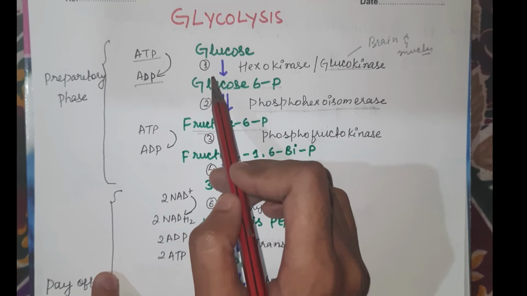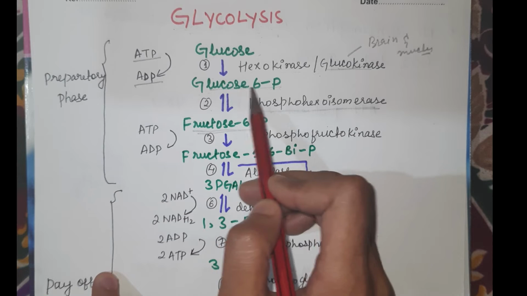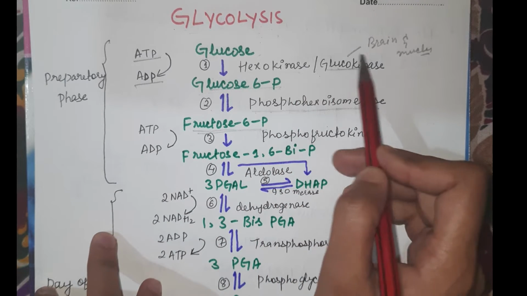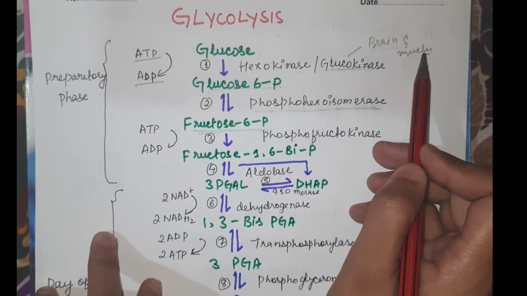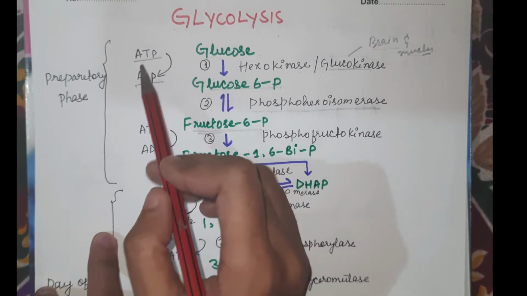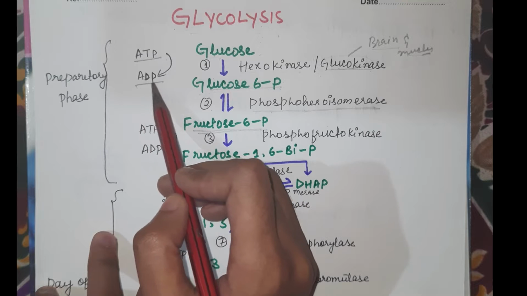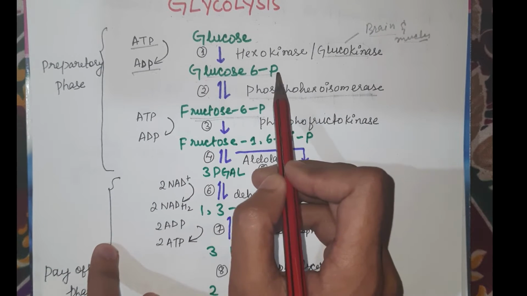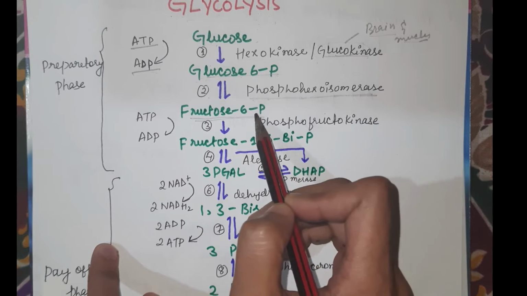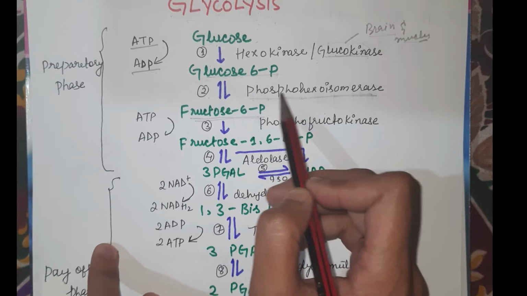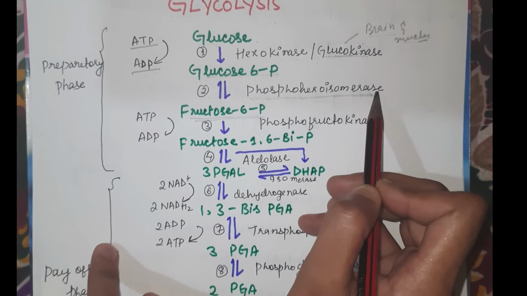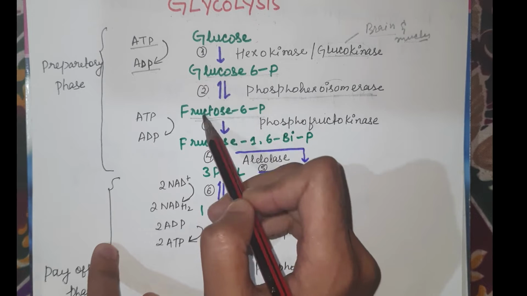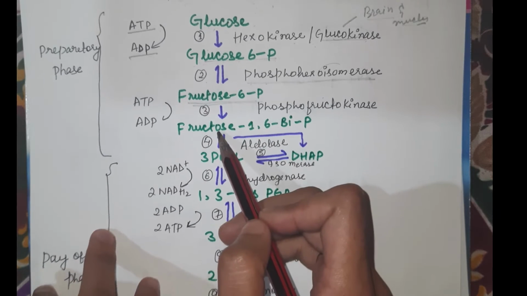In the first step, glucose is converted into glucose 6-phosphate in the presence of hexokinase or glucokinase; glucokinase in the case of brain and muscles. In the first step, 1 ATP is converted to 1 ADP. In the second step, glucose 6-phosphate is converted into fructose 6-phosphate in the presence of phosphohexoisomerase. Since glucose is converted into fructose, they are isomers of each other.